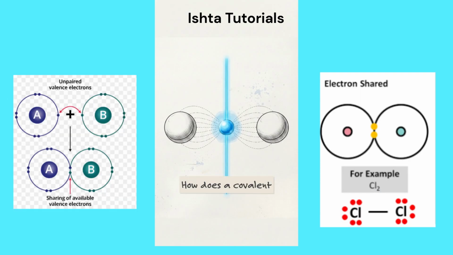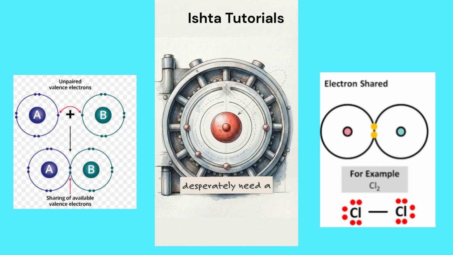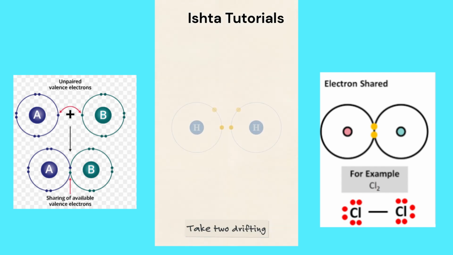How does a covalent bond connect two atoms when neither side is willing to give up an electron? Non-metal atoms desperately need a full outer shell to become stable, but they will never surrender their own electrons. Take two drifting hydrogen atoms. Each possesses exactly one electron, but they both desperately need two. Since neither atom will transfer its electron to the other, they hit a physical stalemate.